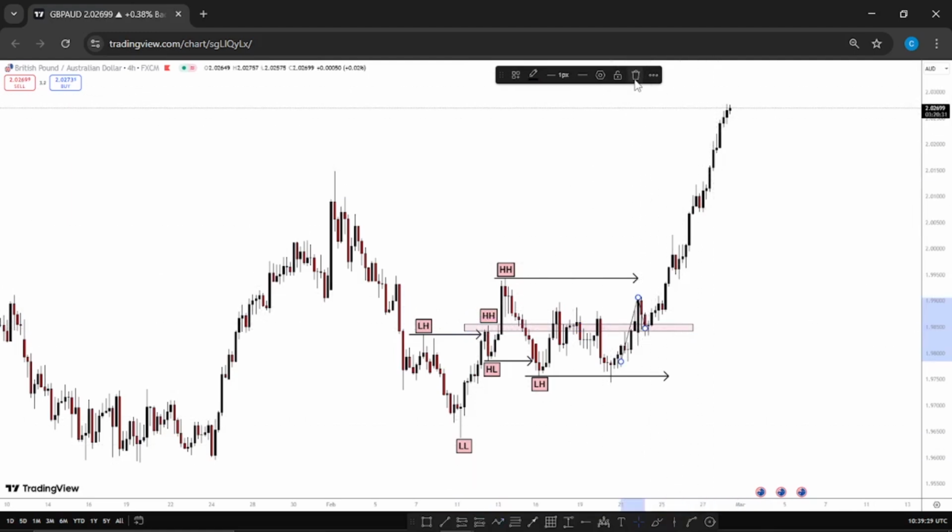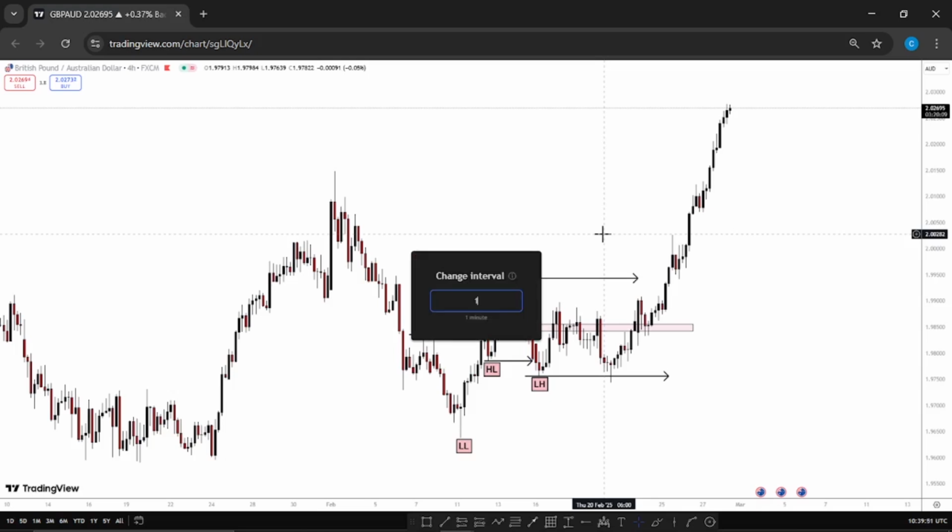So after we've identified our key level, what was the next thing I did? The next thing I did was to drop down to my H1 time frame to look for my entries. So now let's drop down to our H1 time frame to look for our entries.